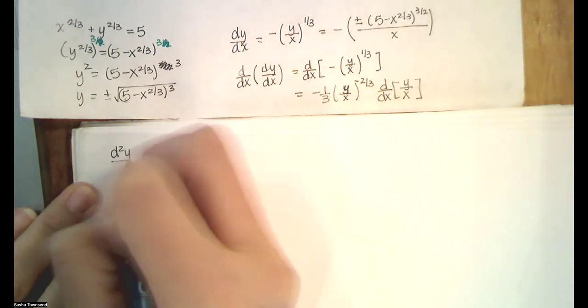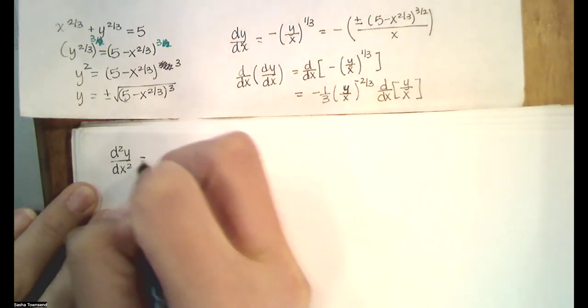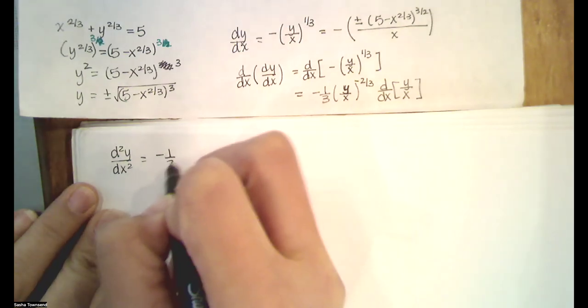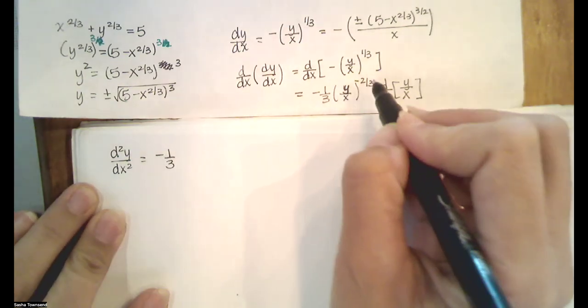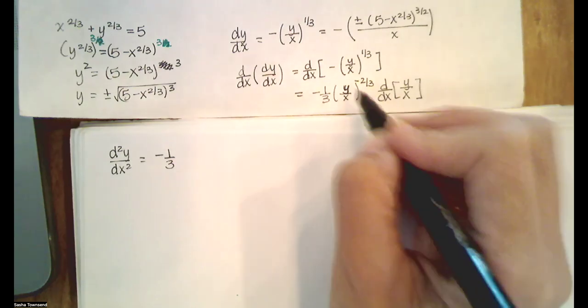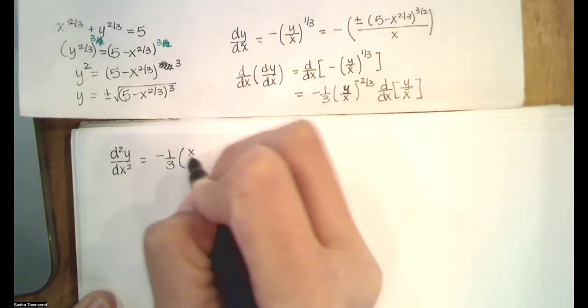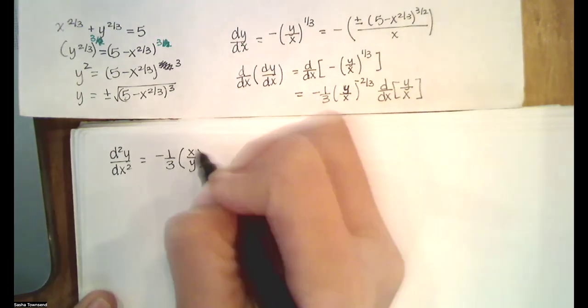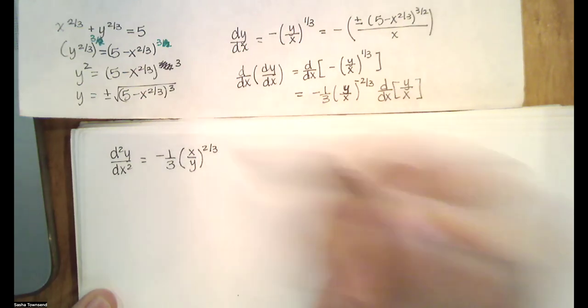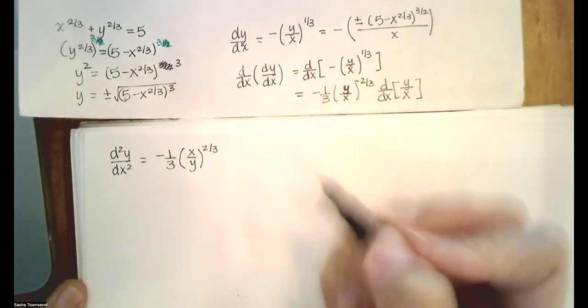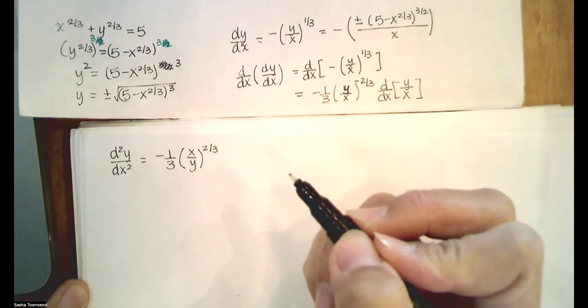Our second derivative with respect to x is negative 1/3. Now I've got a fraction raised to the negative 2/3. If you have a fraction raised to a negative power, you can flip it and make that power positive. If you're curious about why that's true, we can always talk about it, but not in this video.